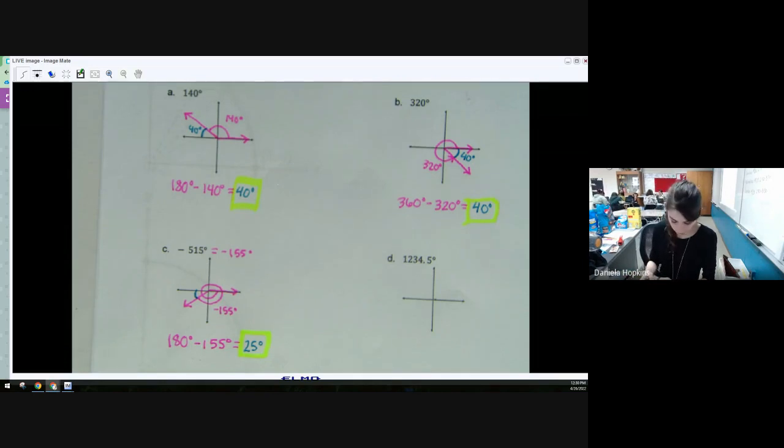Any questions about that one? That one's weirder. Always subtract by 360. Oh yeah, you'd add the 360 just so that you know where to graph it.